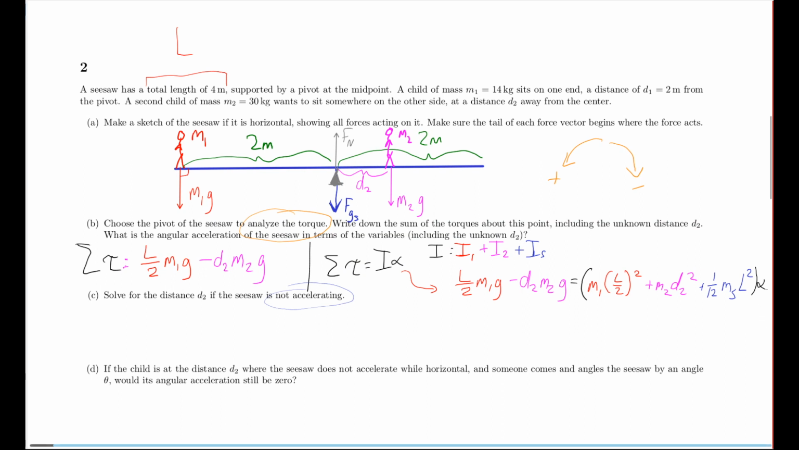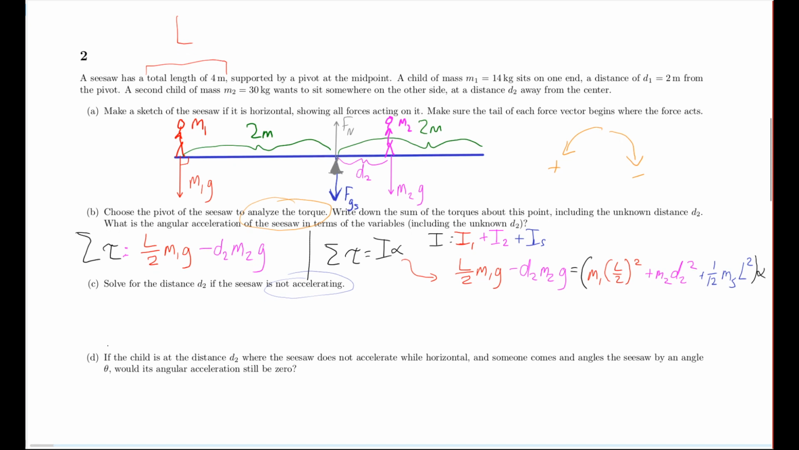Now, we are supposed to solve for alpha here, but I'm not going to do that. You can just divide both sides by that expression. It's not that interesting. Part C says solve for the distance d2 if the seesaw is not accelerating. So that means the whole right-hand side of this is 0.